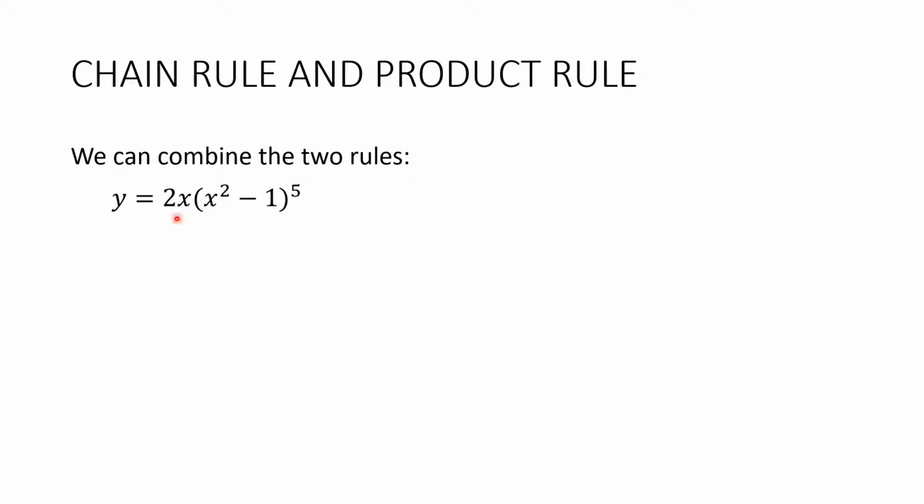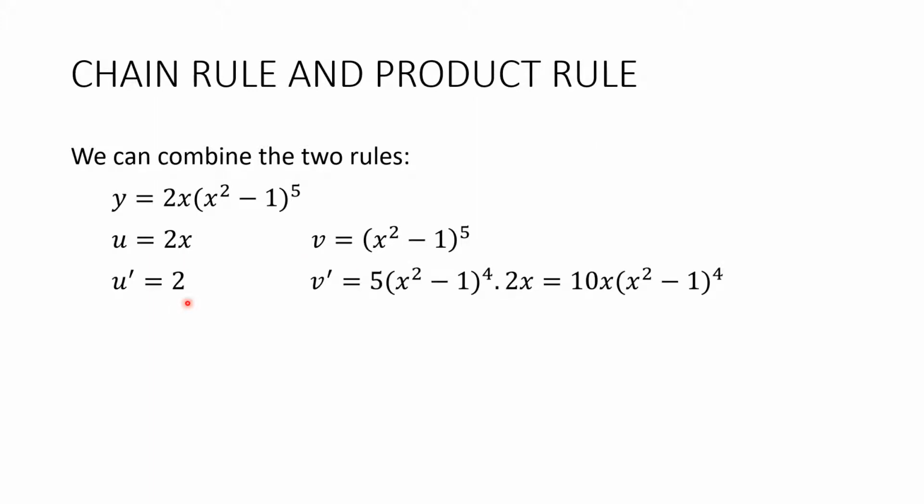We've got a product. See, I've got a 2x multiplied by another thing. And this second thing, the v here, has got a function in a function. Now in this case, I am going to set it up formally. So I'm going to let u equal 2x and let v equal x squared minus 1 all to the power of 5. And now we're just going to differentiate both of those. That's easy there. This one, the 5 comes down, leave this alone to the power of 4, multiplied by the derivative of what's in the brackets, which is 2x.